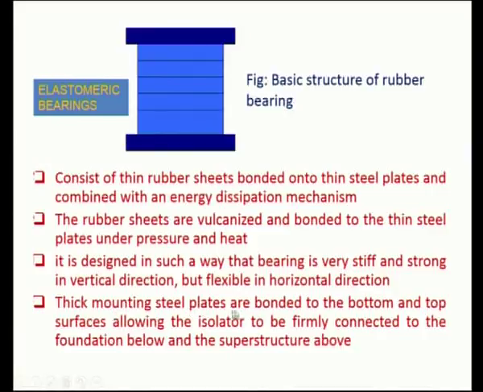Thick mounting steel plates are bonded to the bottom and top surfaces, allowing the isolator to be firmly connected to the foundation below and the superstructure above. So, foundation means pillar. If you make a pillar below, you can keep the polymeric material or elastomer on it and make the structure above. This polymeric rubber material kept here has more cross linking. So, this material may not elongate in the vertical direction; elongation takes place only in the horizontal direction. Based on this, it can save the buildings.